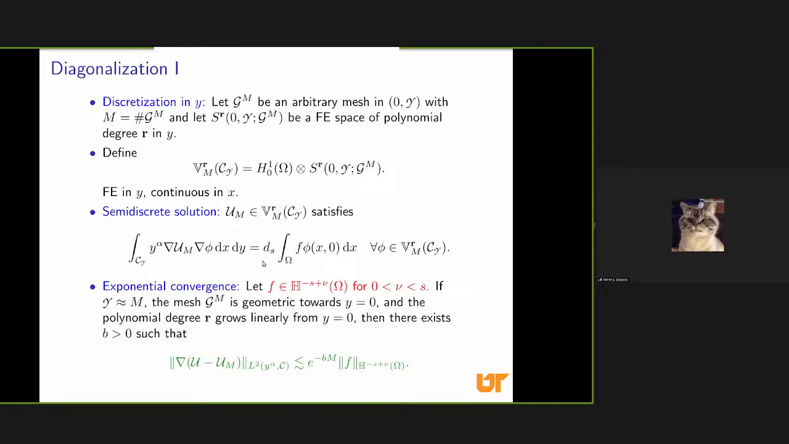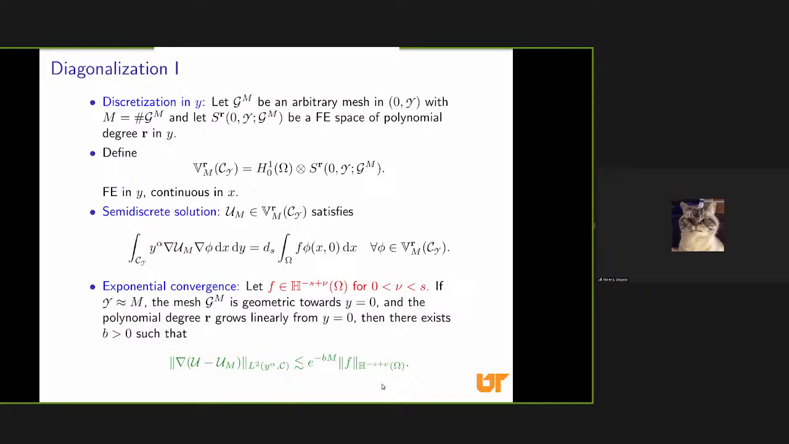Now, to achieve this, we need to capture the singularity that comes from going to y equal to 0 in these modified Bessel functions. So it turns out that this mesh in the vertical direction needs to be geometric or suitably refined towards y equals 0. But if you do that, and this is in one dimension, so constructing geometric or graded meshes is not a big deal, then you can get an exponential order of approximation.